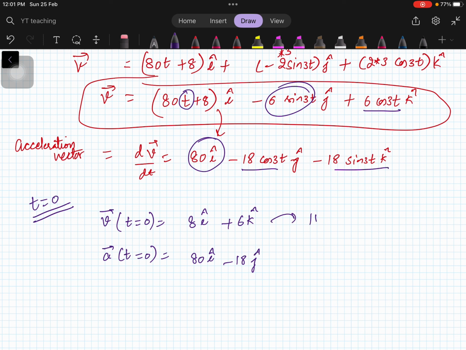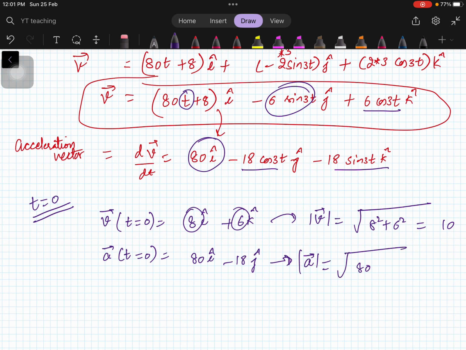So now I'm looking for the magnitude. You know that for magnitude we square the components, add them, and take the square root, which is 10. For acceleration also, if you take the magnitude, you get the square root of 80 square plus minus 18 square, and that is 82. So these two are the speed. We know that the magnitude of velocity is called speed. So you understand how we can just do these problems, right?